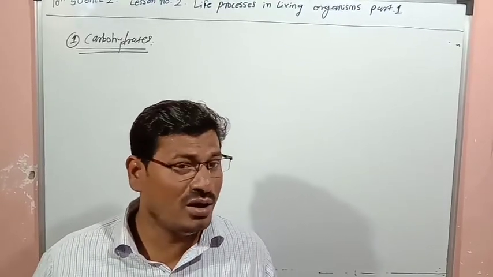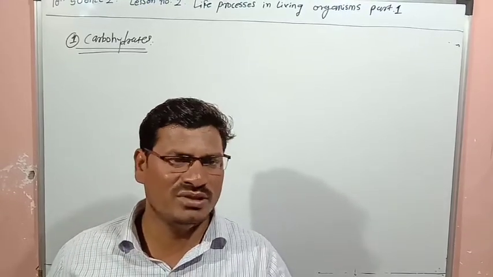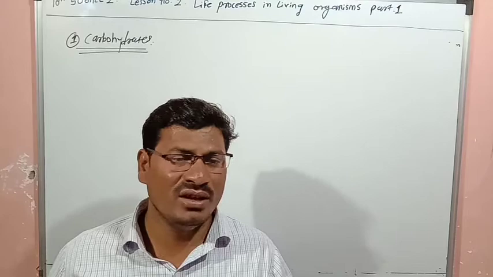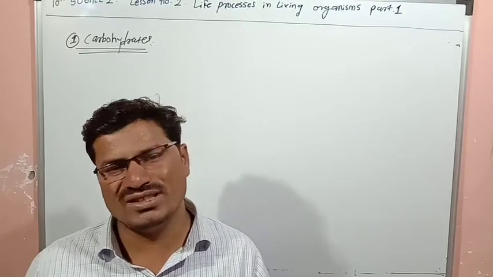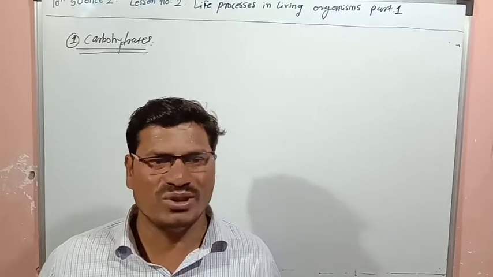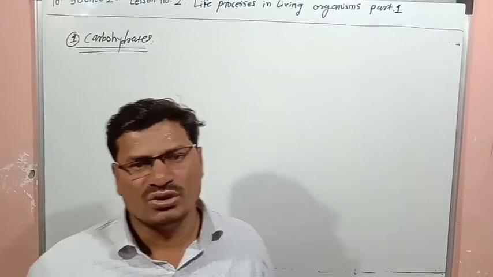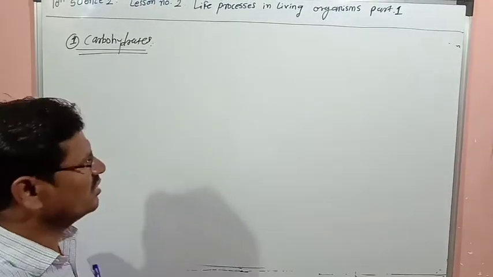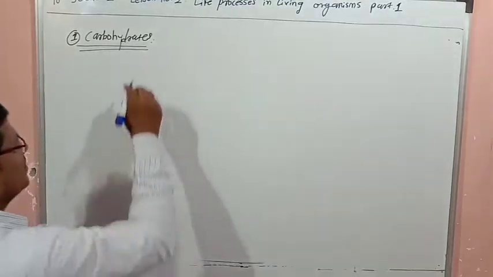But what about excess carbohydrate? We are not eating only as much as needed, we are eating in excess. What happens to the excess carbohydrate which is taken inside the body and digested? Excess carbohydrate is stored in the liver and the muscles in the form of glycogen.